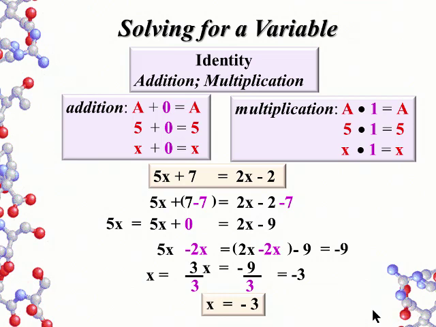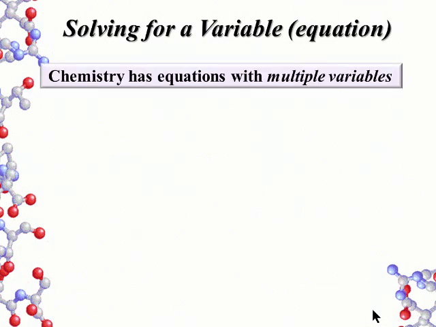Problems, however, sometimes are more complex. In chemistry, the algebra often involves equations with more than one variable, or multiple variables. For example, the gas law. It relates pressure and volume to temperature. PV equals nRT.